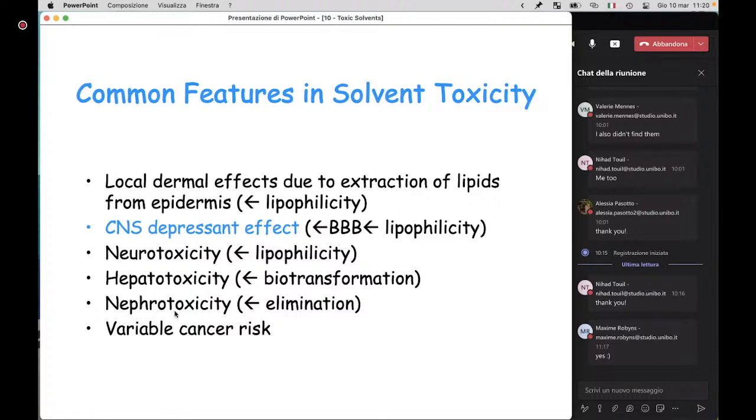Okay. Regarding cancer risk, it is variable. Some solvents are heavily carcinogenic, other much less. So it is more diverse among different solvents.